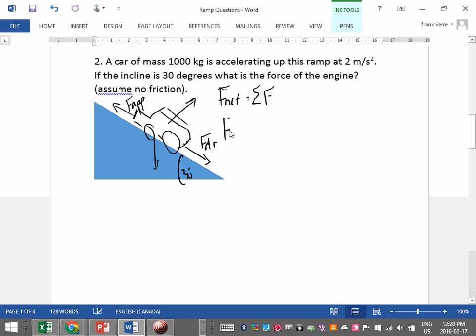The net force then would be what? It would have to be the sum of what two things? It would have to be the applied force plus the force down the ramp, but that's going the opposite way, so we can make that negative. So it will look like this. The net force would be the applied force minus the force down the ramp. The car is accelerating 2 meters per second squared up, so what force do you think that would be?